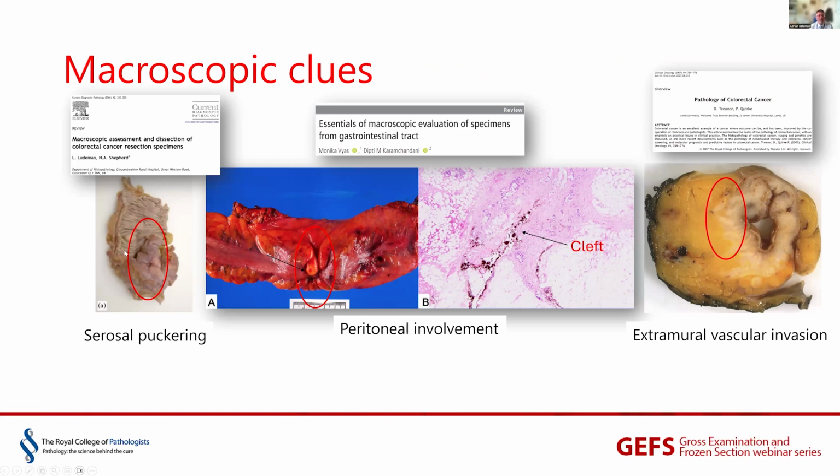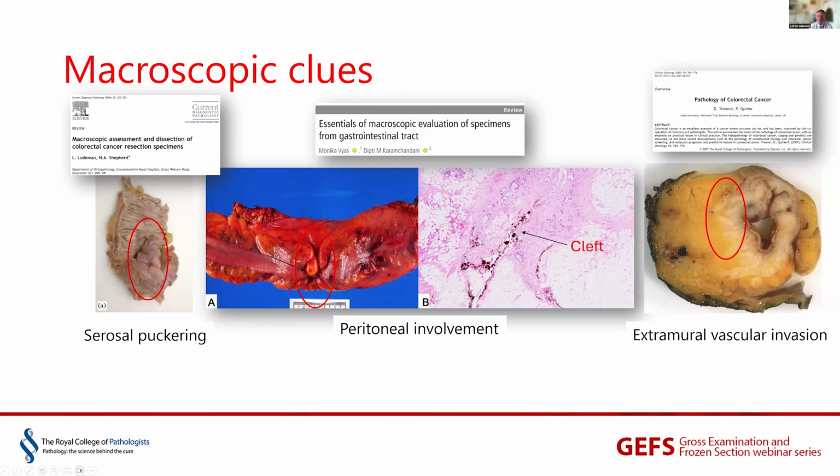This is another colectomy specimen, and you can see here, this is the anterior surface, and there's a very irregular surface here, serosal puckering. And again, these pictures are from this very good paper, which I'll refer to again soon within this talk. This is another example of serosal puckering. Whenever you see this, I'm highly suspicious that there may be peritoneal surface involvement by the tumor. And of course, that will potentially upstage it, for example, from a pT3 to a pT4a.